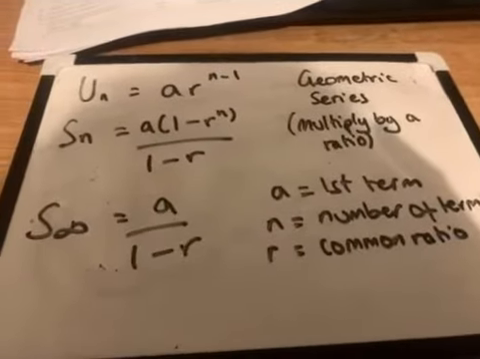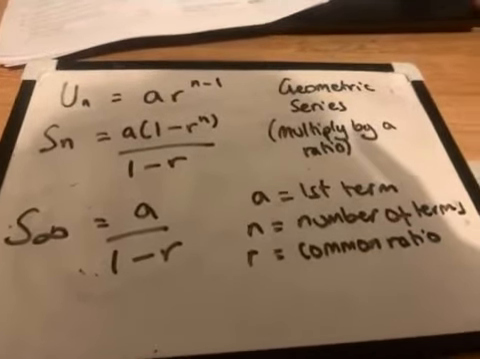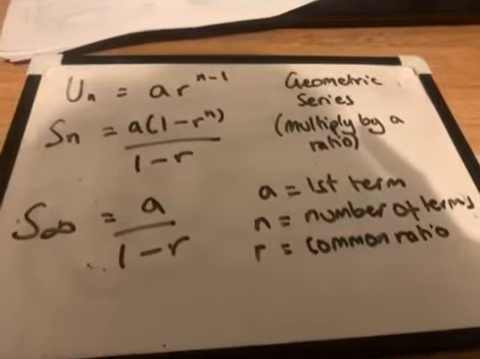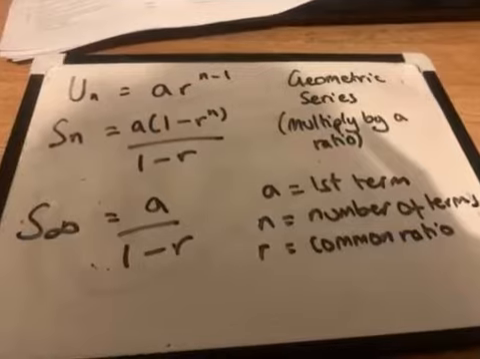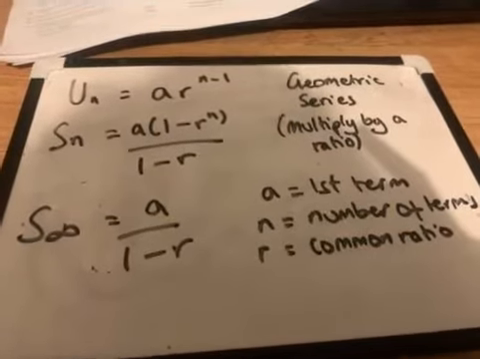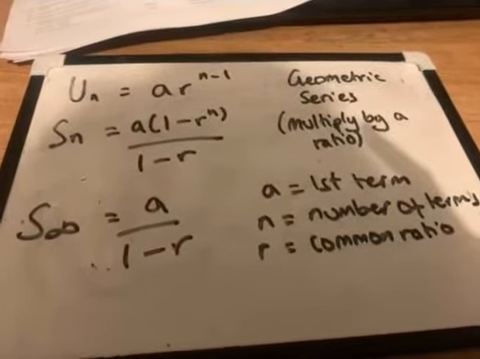Okay, this is the geometric series video. Geometric series, quick things: you're multiplying by a ratio each time. So your first term, let's take an example, 2, 4, 8, 16. Each time, the next thing in that sequence, you're timesing by 2.